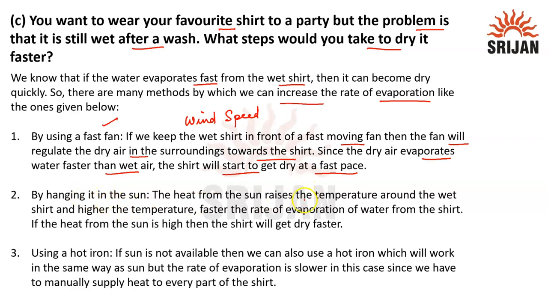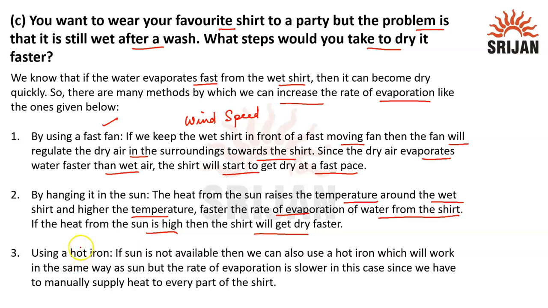By hanging it in the sun. We know that when temperature increases, the rate of evaporation increases. So the heat from the sun raises the temperature around the wet shirt, and the higher the temperature, the faster the rate of evaporation of water from the shirt. So if the heat from the sun is high, then the shirt will get dry faster.